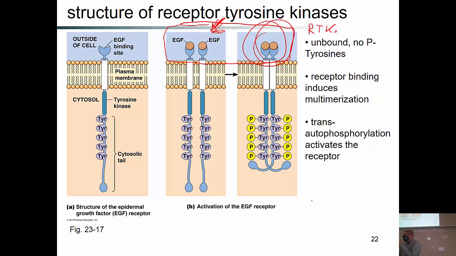And now that neighbor's wide awake, so blam, it phosphorylates back, and then back and forth, and back and forth, and back and forth. So we call this trans-autophosphorylation. And we end up fully activating and creating a whole bunch of phosphorylated tyrosine residues in the cytosolic domain. Okay?